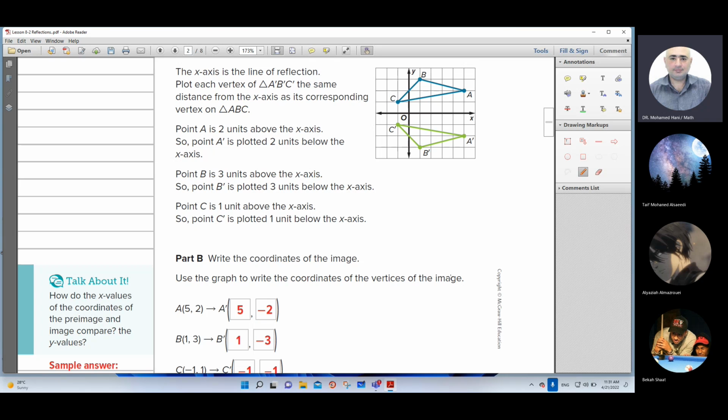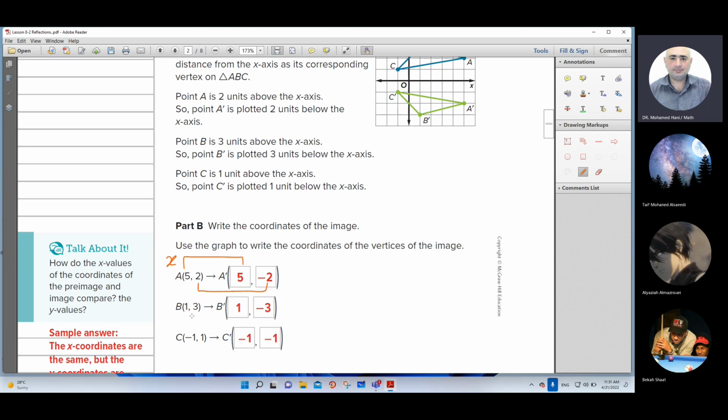And if we compare the ordered pairs, or the points between the pre-image and the image, A from the graph is 5 in the x, 2 in the y: (5, 2). And A prime has 5 in the x and negative 2 in the y. Here we have 5, here we have 5, which means we have the same x. But here the y is 2, here the y is negative 2, which means we have the opposite y. We have the same x and the opposite y.